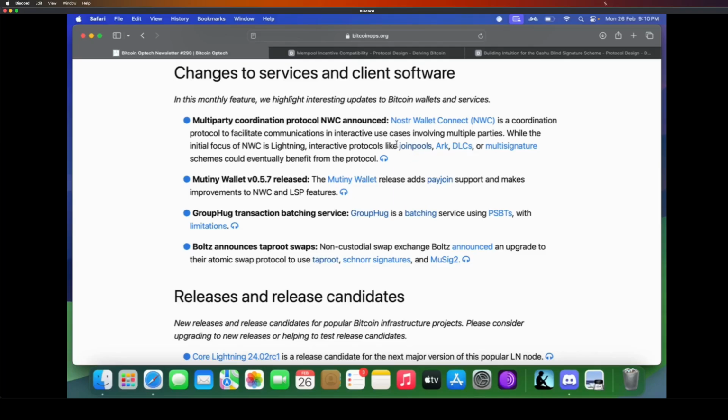What is being considered in the future is that joint pools or DLCs, multi-signature schemes could also be deployed using this mechanism. So basically, you can do a lot of stuff from your Lightning wallets over the Nostr ecosystem using Nostr private public keys and Nostr relays and events.